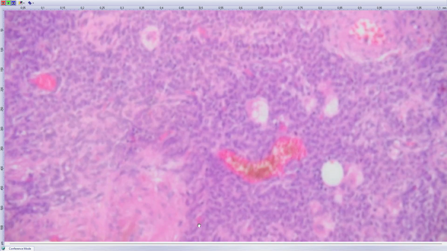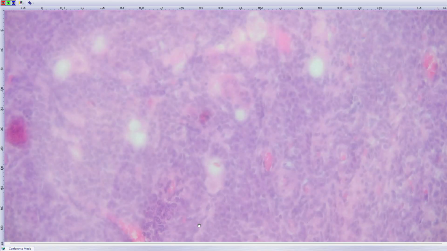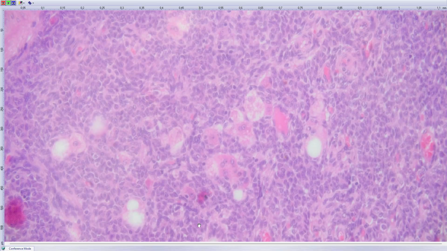Next time I will bring you more. Look at it here. So the granulosa cell tumor has hepatic differentiation.